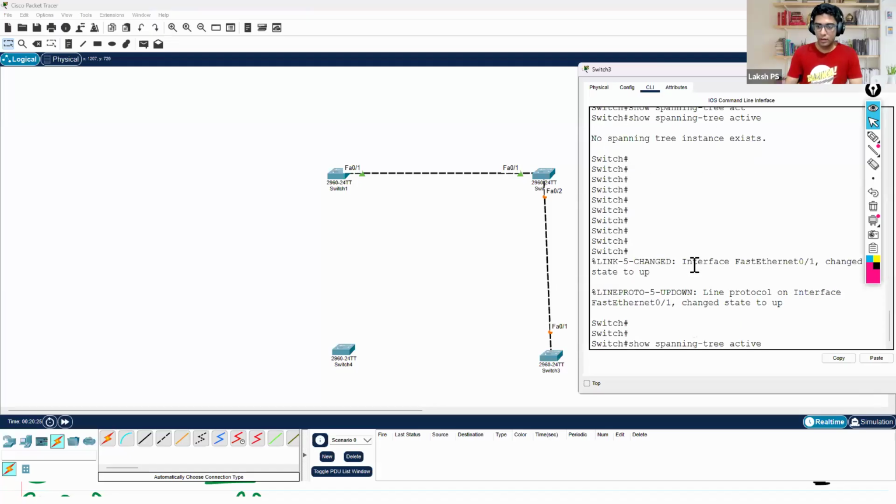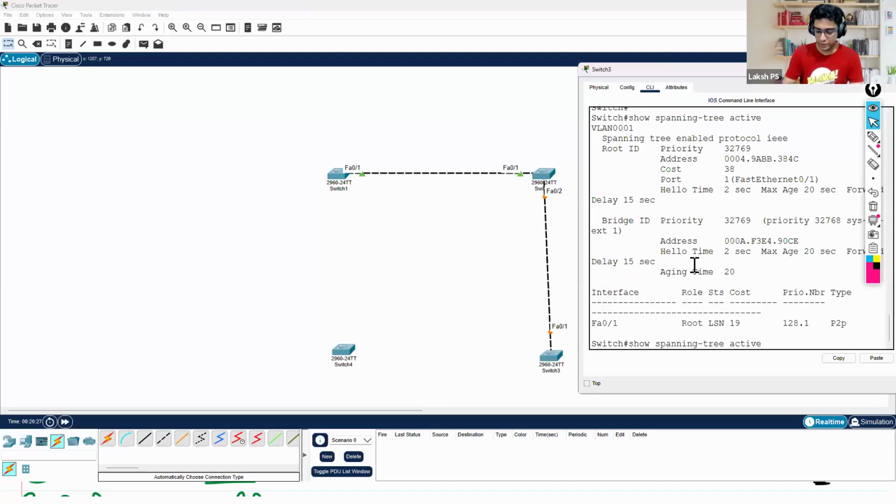So we will see it's in the listening state, right? FastEthernet 0/1 on switch 3 is in listening state. It will stay in the listening state for 15 seconds, and then you can see it moved to the learning state, right? It will stay in the learning state again for 15 seconds. And once that is done, it will move into the forwarding state. It has moved into the forwarding state.